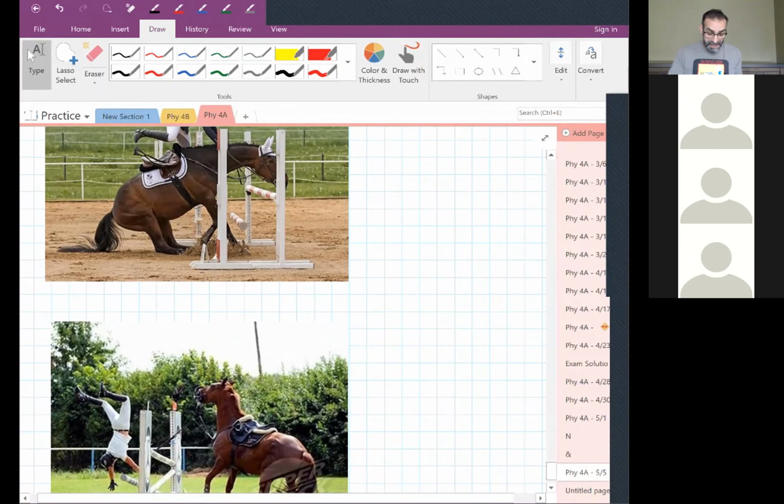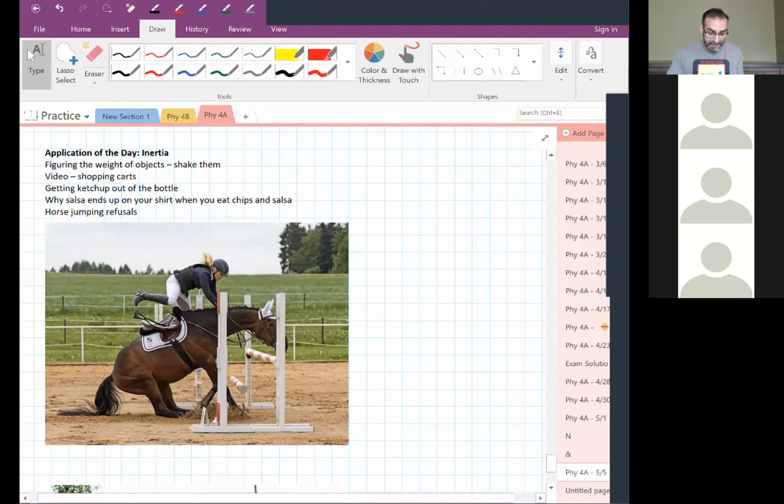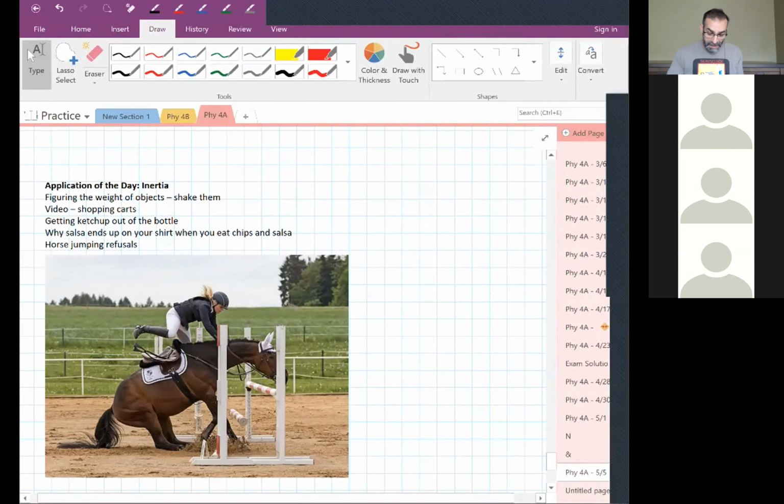It's the same reason you should wear your seatbelt when you're in your car, right? If the car stops suddenly, if it hits something, your body wants to keep going, and you don't want that to happen. What else we got here?